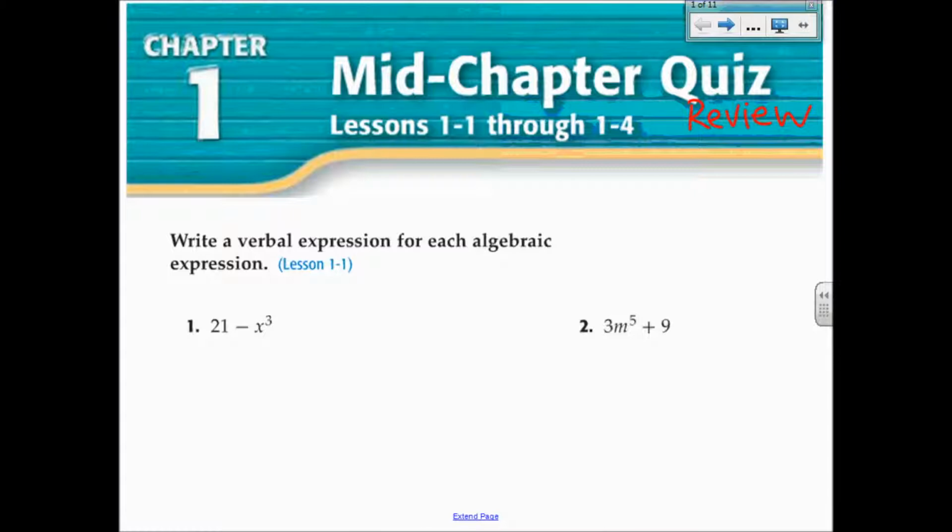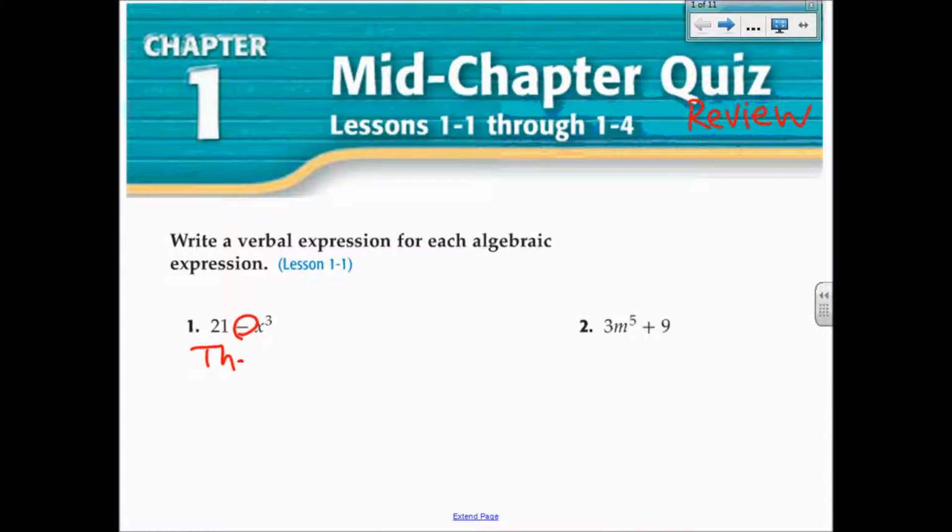And so in number 1, they're asking us to write the verbal expression for the algebraic one. And remember, when we go from math to English, there's a bunch of different ways that we can go. One way that we could say is that this is the difference, because it's subtraction, of 21 and x cubed.